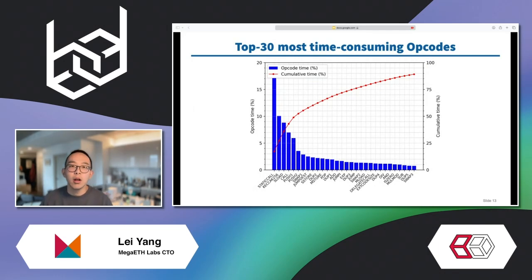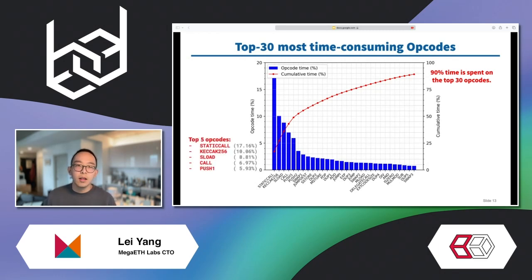Based on this table, we can plot the 30 most time-consuming opcodes. Here, the x-axis is the opcode, and each blue bar shows the percentage of time spent on an opcode. And the red curve shows the cumulative percentage of time spent by the first X opcodes, starting from the leftmost. And here are some key takeaways. First, 90% of the execution time is spent on the top 30 opcodes. And the top 5 opcodes are STATICCALL, KECCAK256, SLOAD, CALL, and PUSH1.